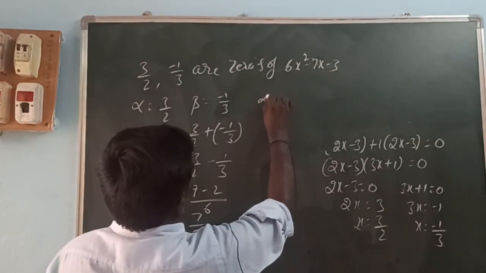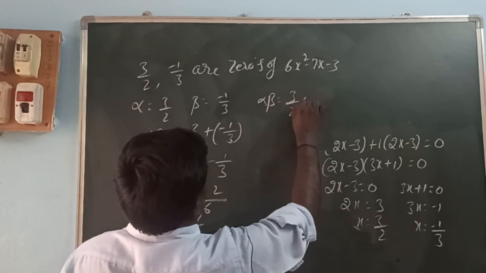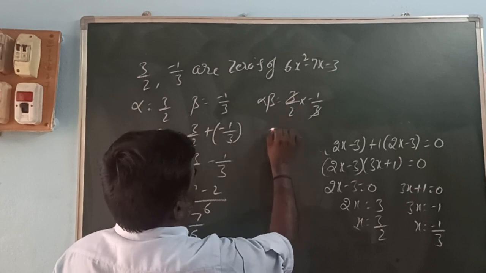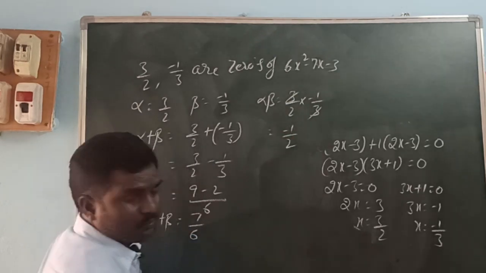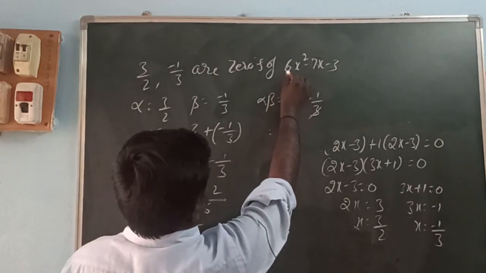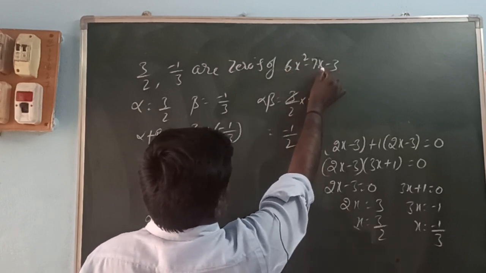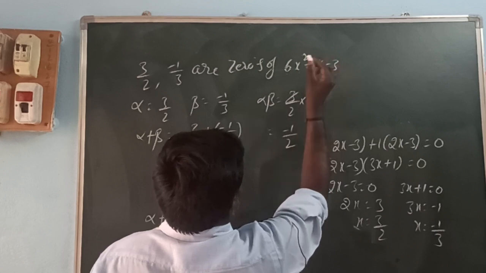Next, alpha into beta, that is 3 by 2 into minus 1 by 3. Here the 3s cancel. So what is the remaining? Minus 1 by 2. Now the polynomial is 6x square minus 7x minus 3. Here x square coefficient is 6, x coefficient is minus 7, constant is minus 3.